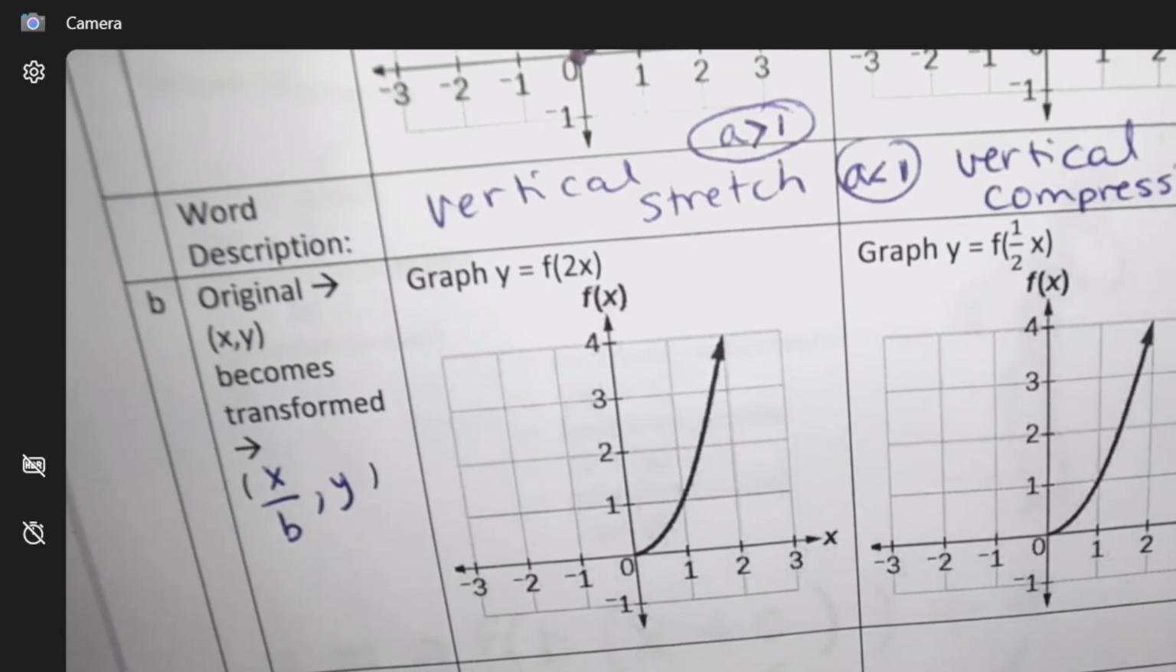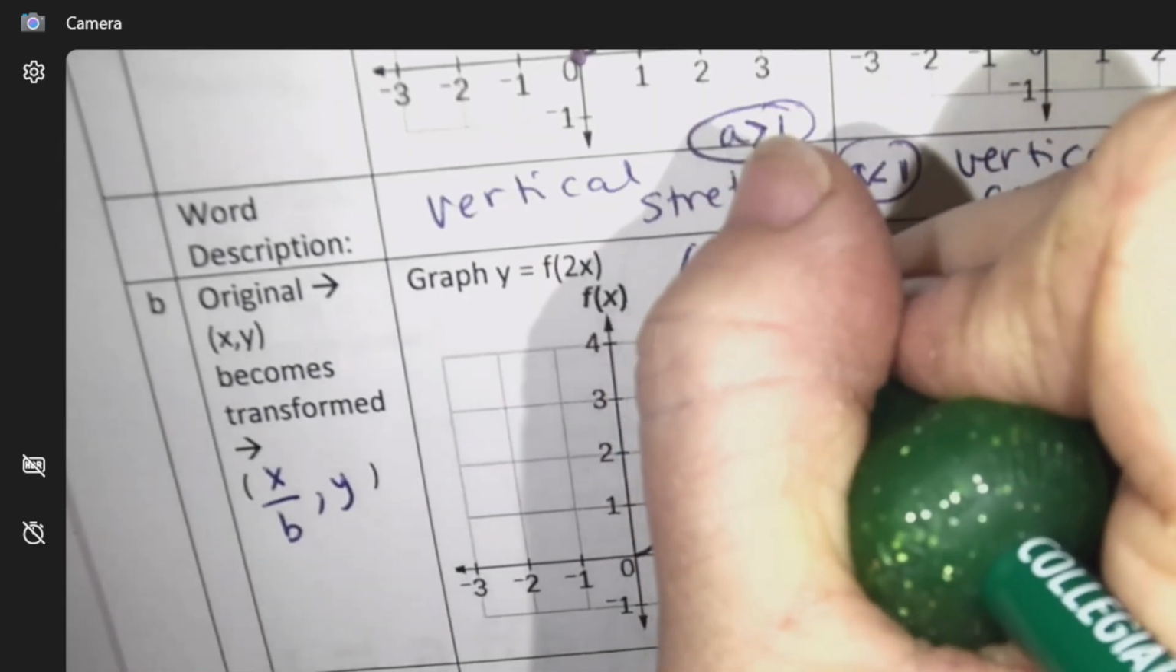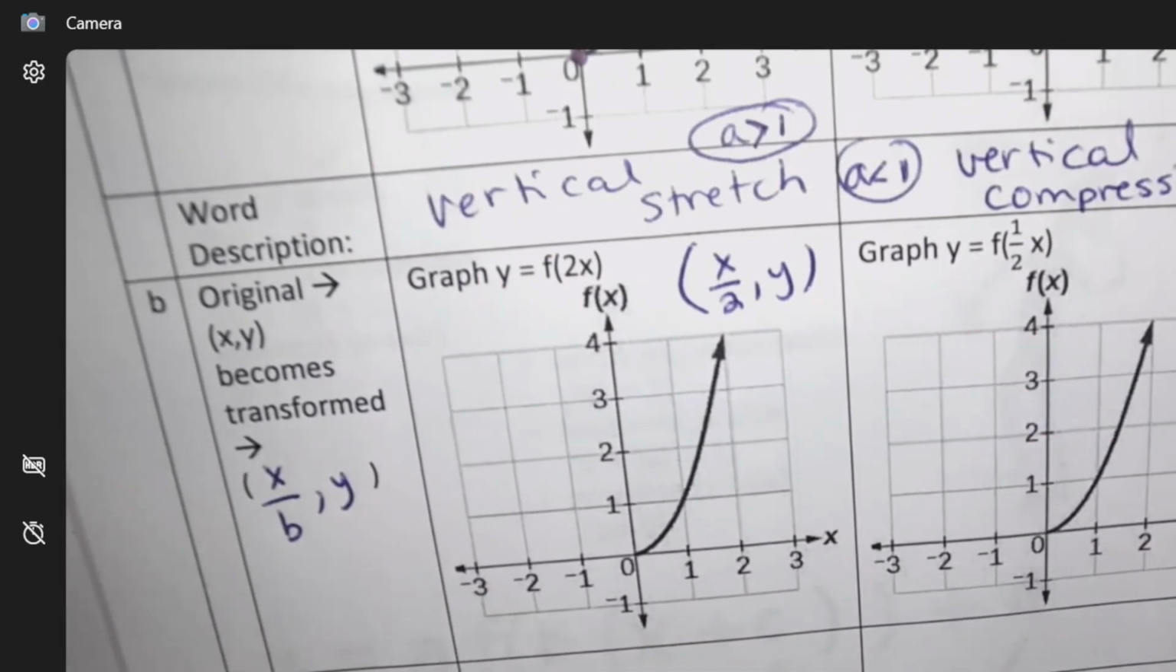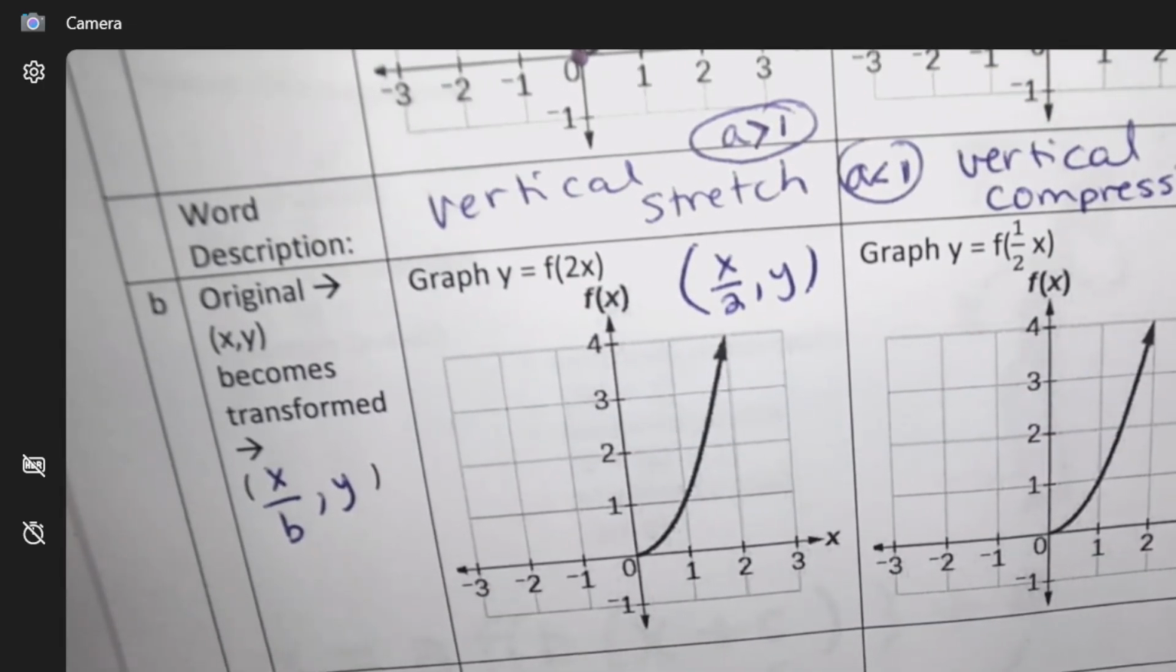So what does this look like? X divided by 2. If b is 2, I'm going to take the x value and divide it by 2.